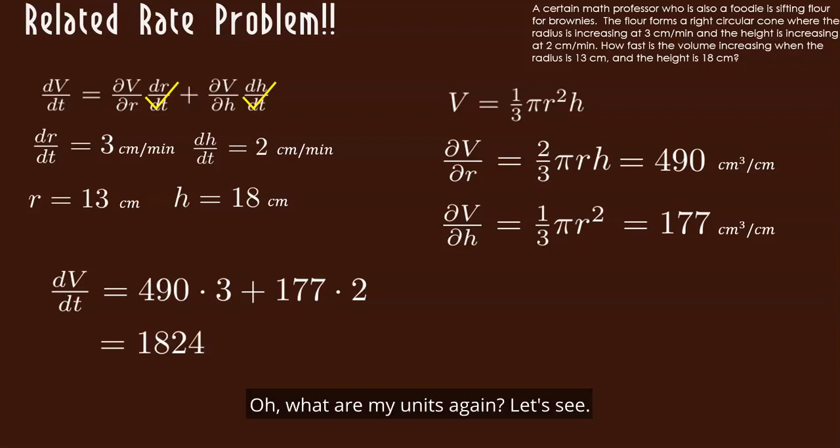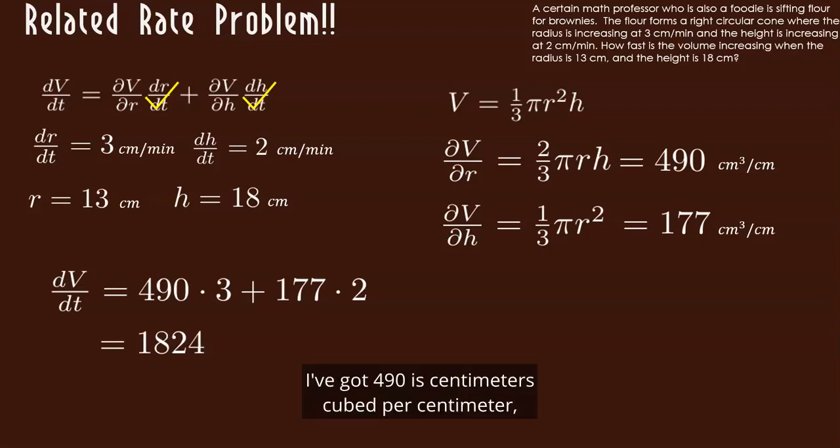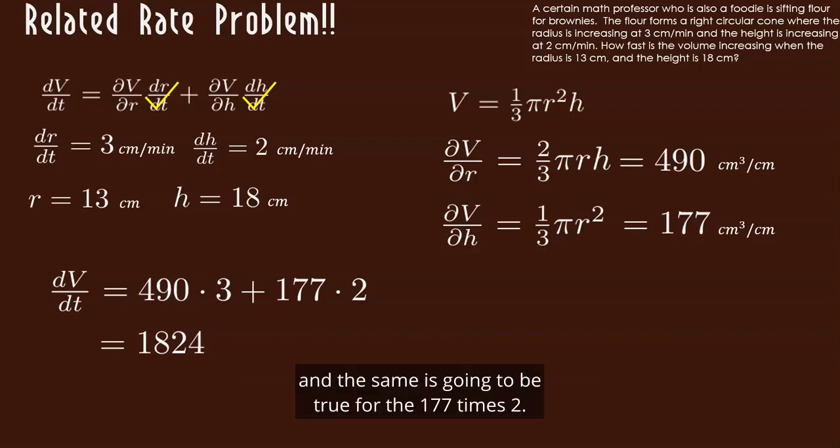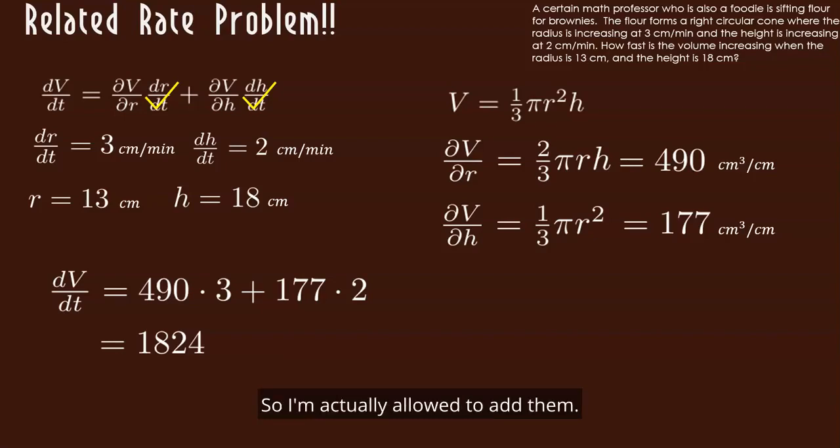Oh, what are my units again? Let's see, I've got 490 is centimeters cubed per centimeter, and I'm multiplying it by 3, which is centimeters per minute. So I have centimeters cubed per minute. And the same is going to be true for the 177 times 2. Yay. So I'm glad that they're both the same thing, so I'm actually allowed to add them. So I have centimeters cubed per minute.